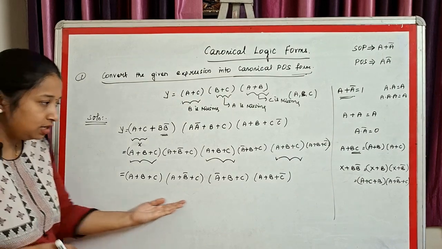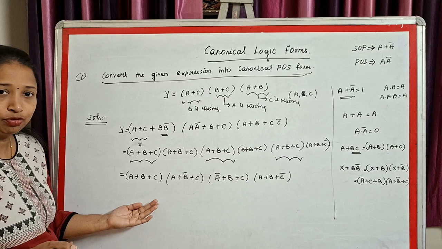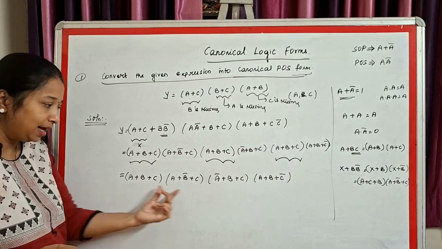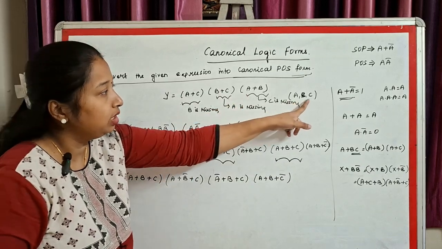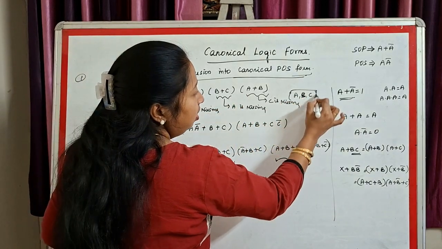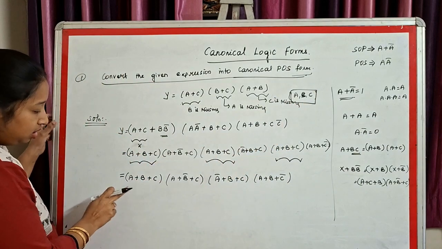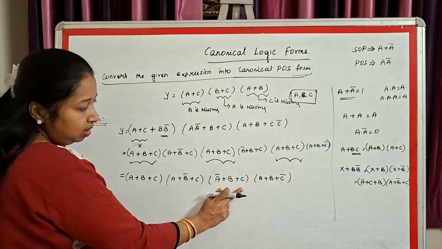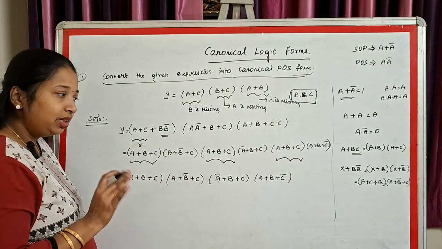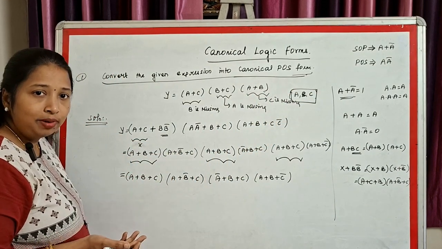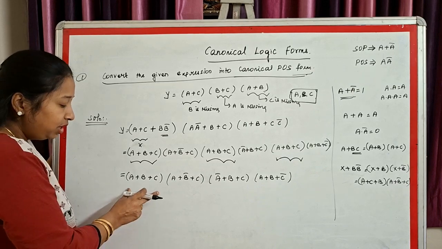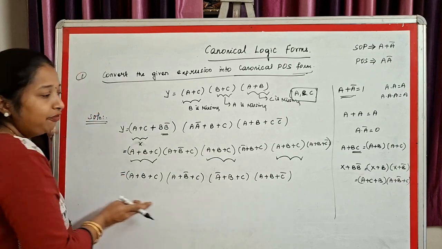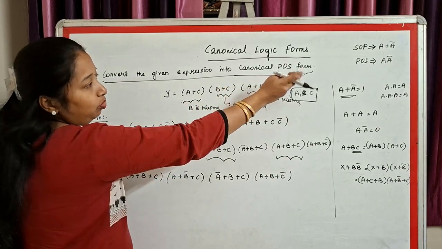This expression is in canonical POS form. Why am I saying it is in canonical POS form? Because every single max term has got all the three variables. The three variables that we had in the question were A, B and C. When you check the final expression, every single max term has got all the three variables. Whether it is in actual form or in complemented form, that doesn't matter. Every single max term should have all the three variables in it. So this is the final canonical POS form.